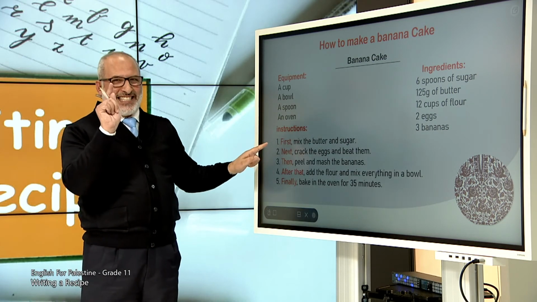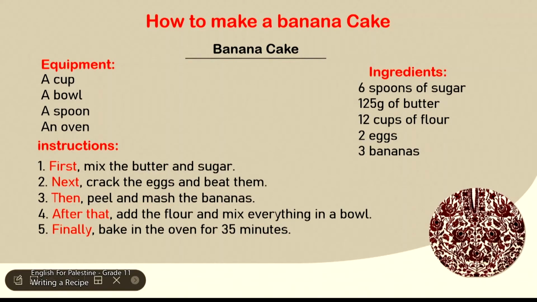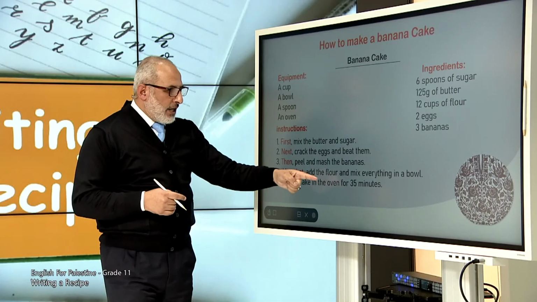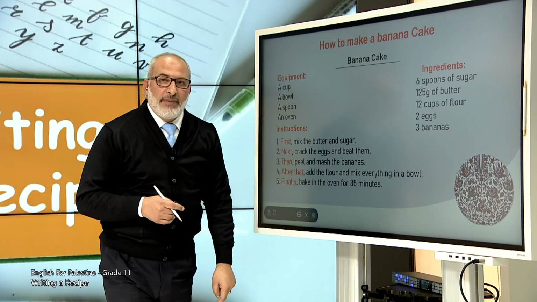Number 1, first. Be careful to use sequence adverbs. Steps. First, mix the butter and sugar. Next, crack the eggs and beat them. 3. Then peel and mash the bananas. 4. After that, add the flour and mix everything in a bowl. Finally, bake in the oven for 35 minutes.